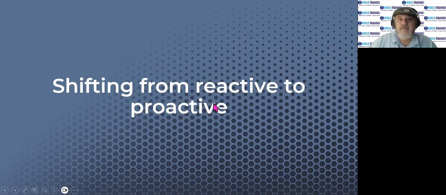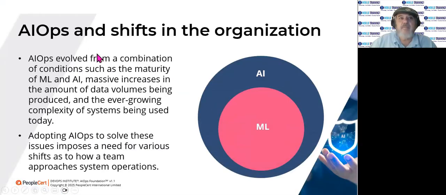How about shifting from reactive to proactive? So AIOps, as we know by now, evolved from a combination of conditions such as maturity of machine learning and AIOps, and these technologies becoming available, massive increases in the amount of data volumes being produced and the ever-growing complexity of systems. So, we've said that before. Adopting AIOps to solve these issues imposes the need for various shifts in how a team approaches system operations.